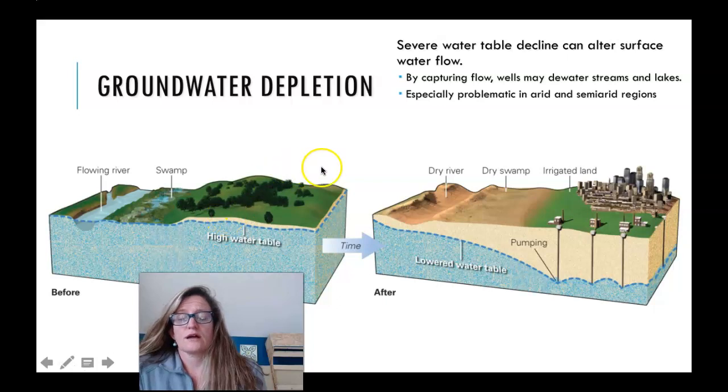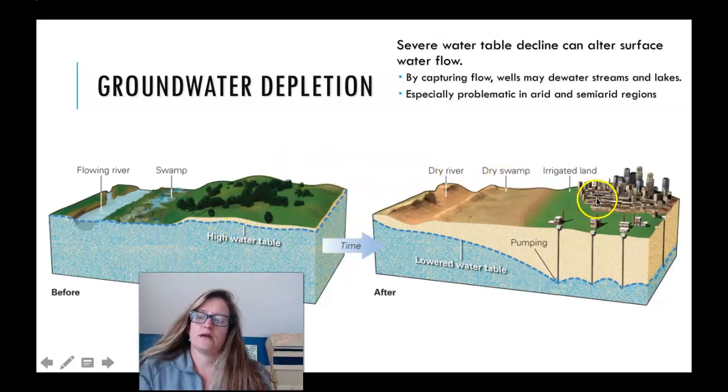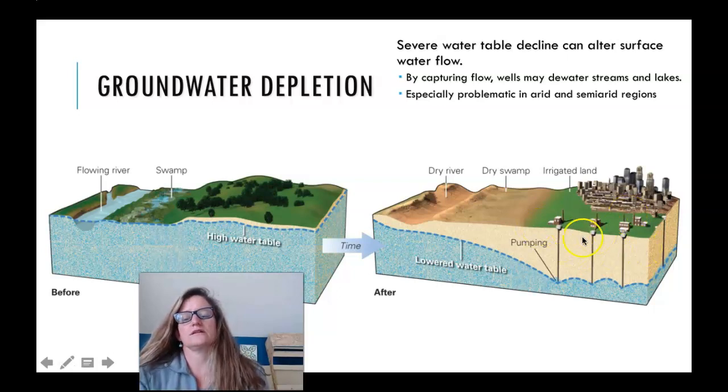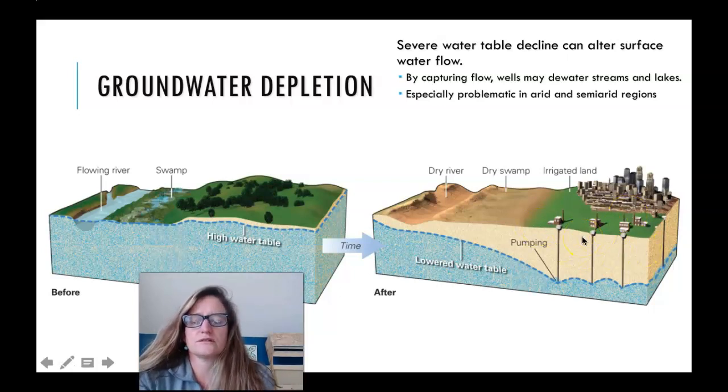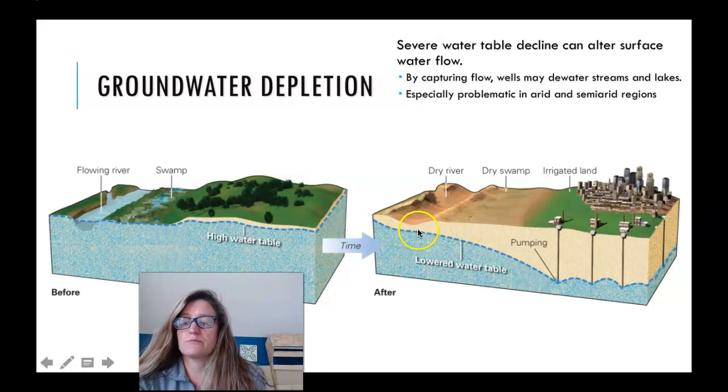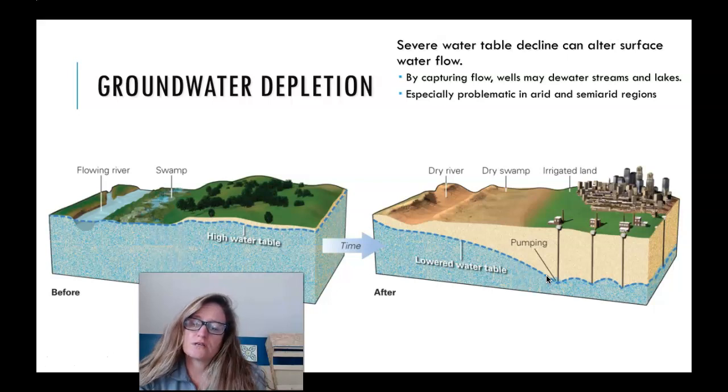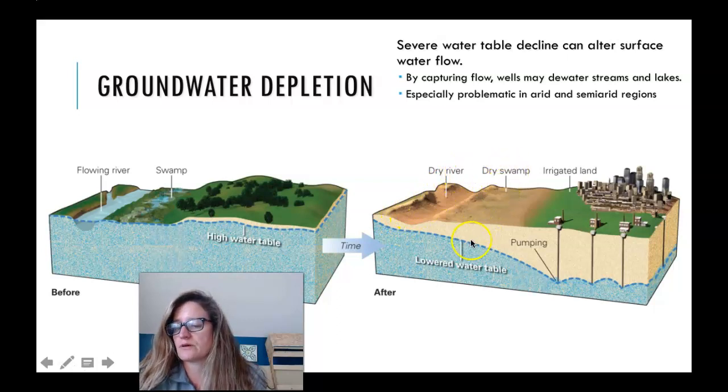That's before. After the humans came, they built a big city. They set some factories out here in this giant field in the suburbs. They started pumping all the water out. The water table got lower and lower and lower. It changed the actual shape of the water table now and sucked the water table so low that it dried up the river and dried up the swamp.